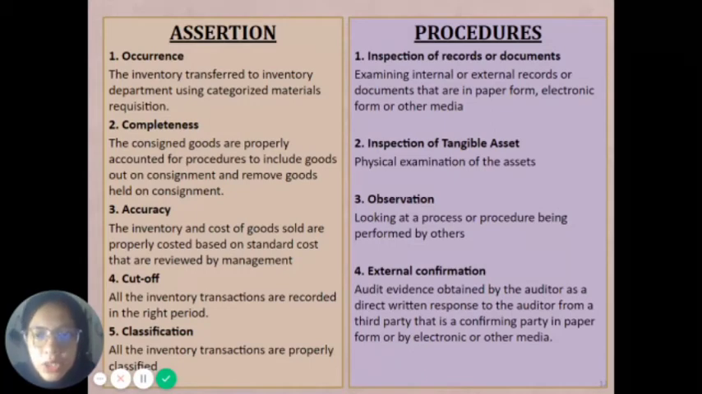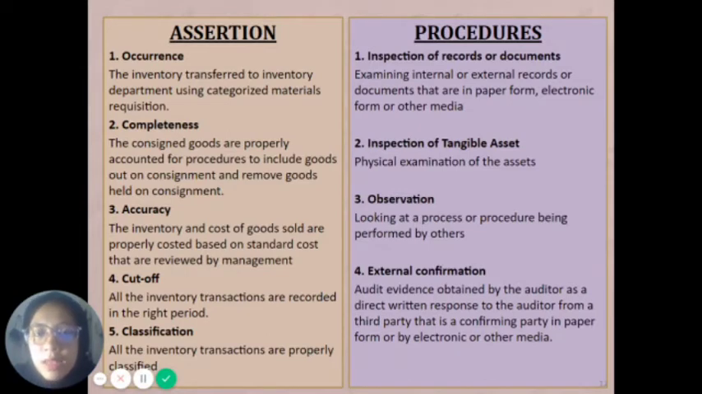For the assertions, the first one is occurrence, where inventory is transferred to the inventory department using categorized materials requisitioned. The second one is completeness, where consigned goods are properly accounted for, with procedures to include goods out on consignment and remove goods held on consignment. The third one is accuracy. The inventory and cost of goods sold are properly costed based on standard costs that are reviewed by management.